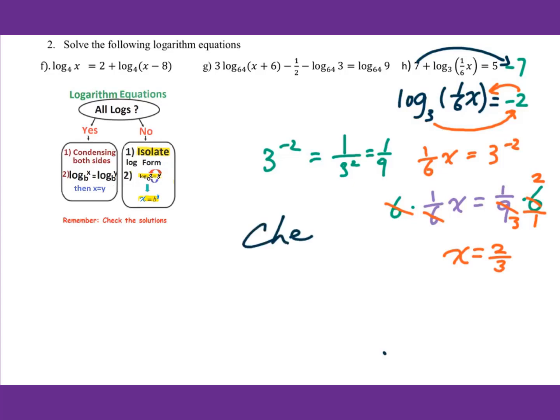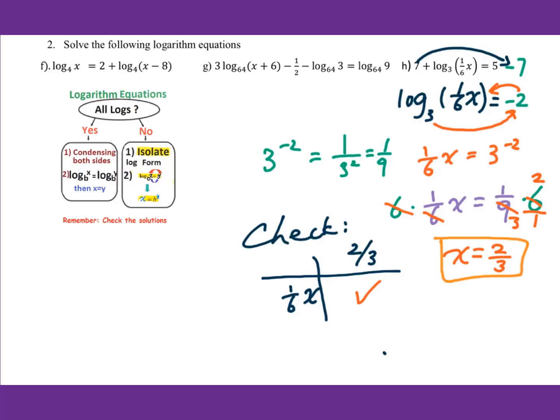Then check. We got 2 over 3 and 1 over 6x. When you plug in, this is positive, therefore, this is the solution.